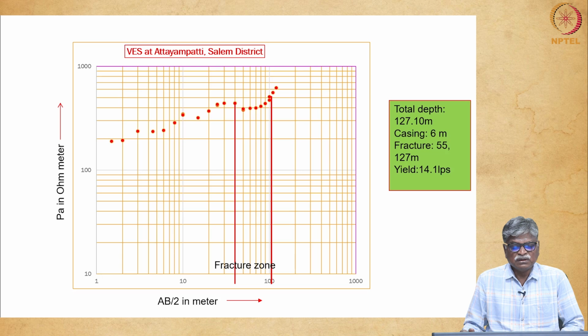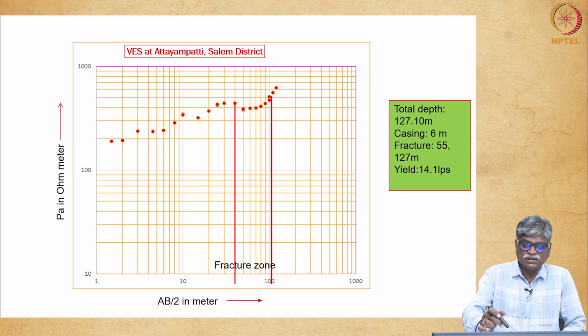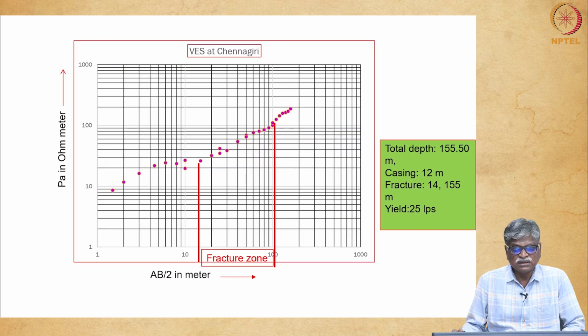We also conducted a survey to 300 meters in Salem district. There we got a very good yield. We drilled 127 meters, and the weathering found was 6 meters, and the fractures we got were at 55 meters and 127 meters. Yield is 14.1 LPS. We got this in Salem district. You see, this is one fracture, this is one fracture.